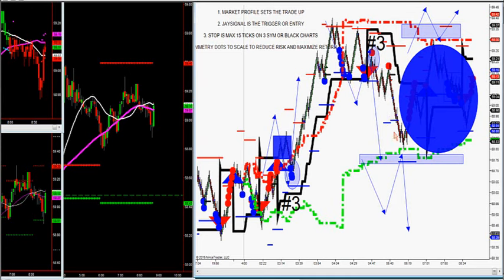Then when you get back inside of high value, it catches all the wrongly positioned traders' stops below high value. We take the first retracement short, and it's like a self-generating trade. Very simple way to do it.